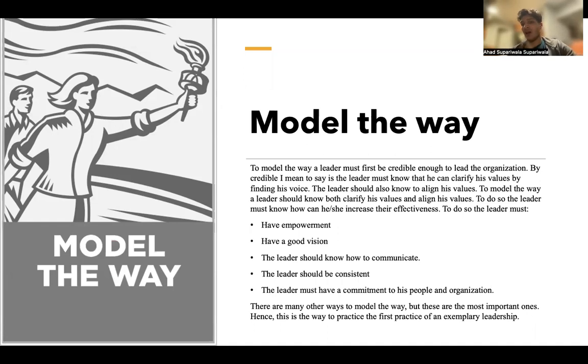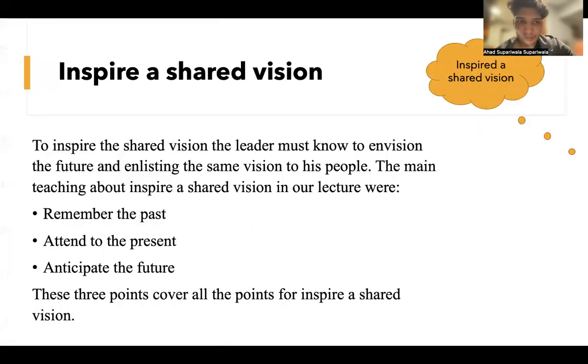These are the ways for practicing model the way. There are many other ways to increase their effectiveness, but these are the most important ones. The other ones are like humility, respect, trust, and many other things. But these are the most important one. Hence, this is the way how to practice the first practice of an exemplary leadership.